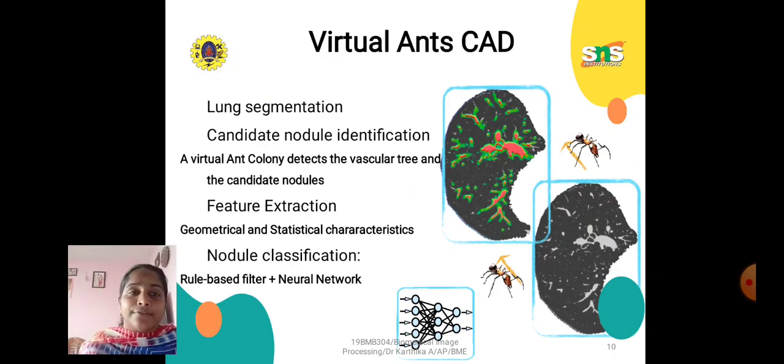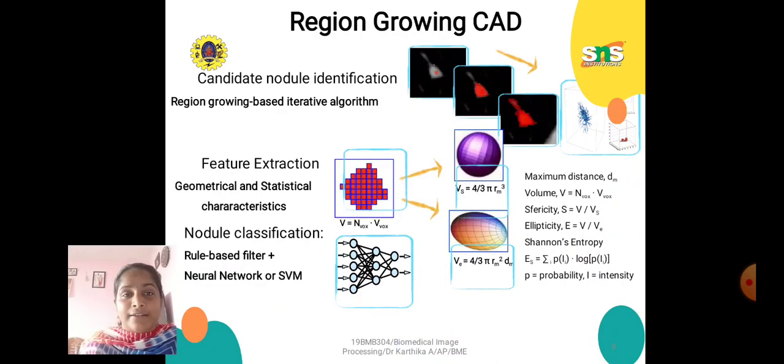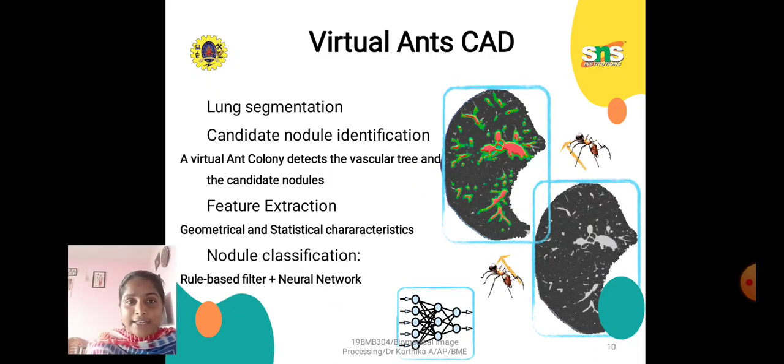Okay, here we have virtual ants CAD. In this lung segmentation and candidate nodule identification, a virtual ant colony detects the vascular tree and the candidate nodules. Here the geometrical and statistical features are also extracted, and for nodule classification we use a rule based filter and neural network. The only thing is that here a region growing based iterative algorithm is applied for lung segmentation and candidate nodule identification, and a virtual ant colony detects the vascular tree and the candidate nodules.